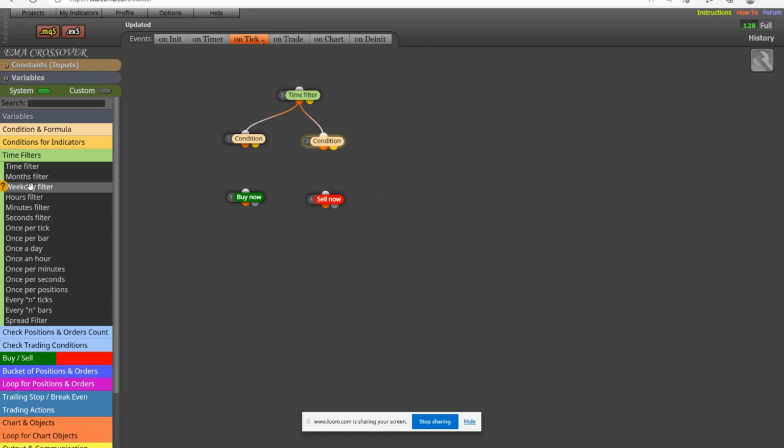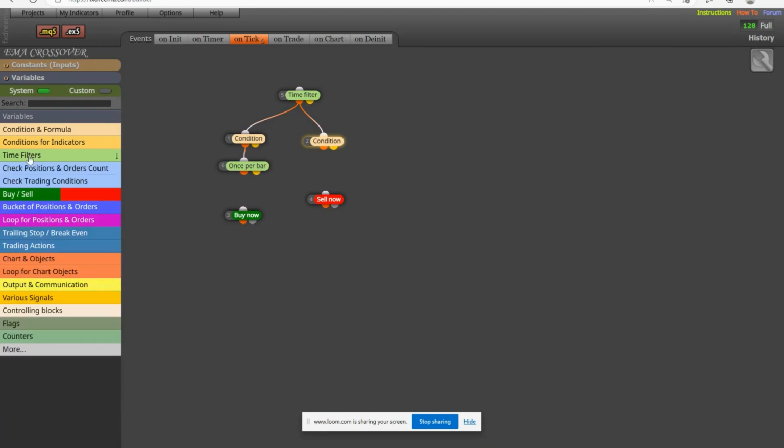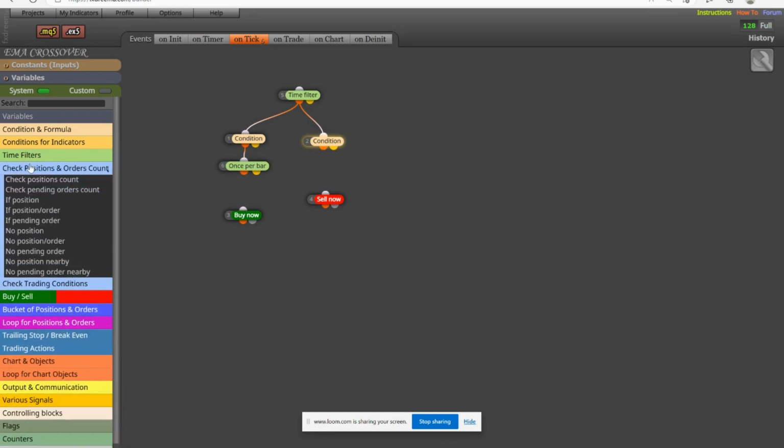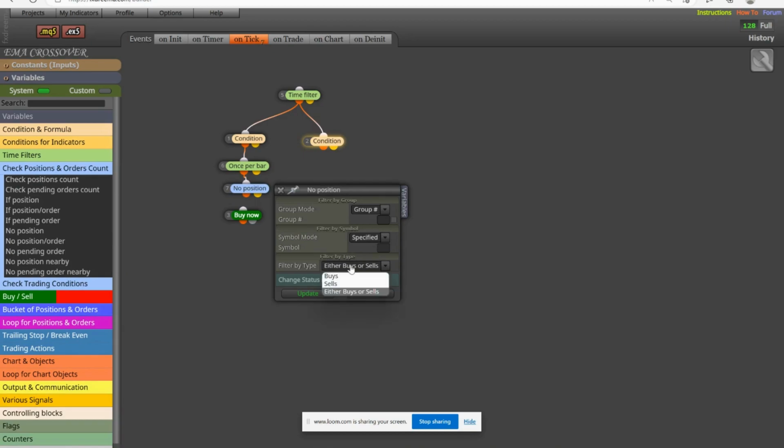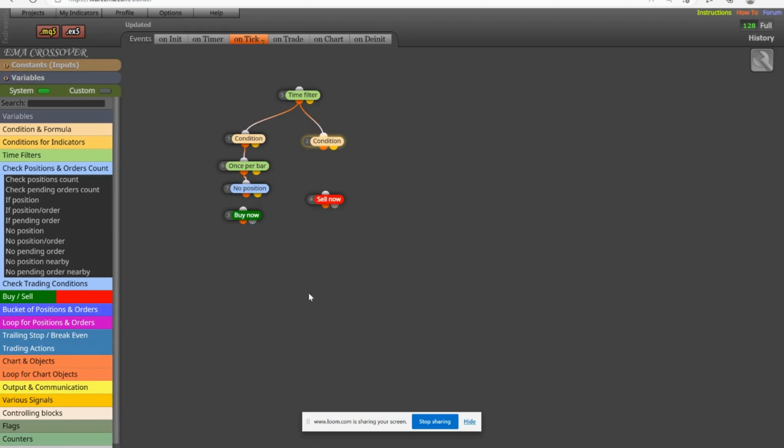So we only want it to trade once per bar, and we want to make sure that there's no other positions. Otherwise, the algo will just keep taking trades unless you tell it not to, basically. So we only want to take the trade once when that is happening. So, yep, we'll just do that.